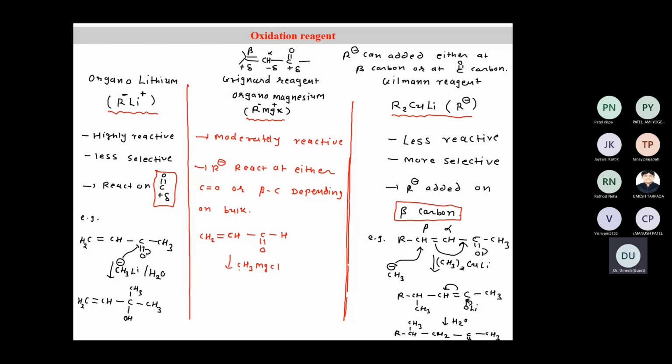CH3MgCl, what happens? Here the carbonyl carbon is less bulky because it is a very simple case with a hydrogen, so its bulk is less, and the nucleophile is also less bulky. Therefore CH3 minus is added at the carbonyl carbon. So you are getting CH2=CH-CH(OH)CH3 in this way.